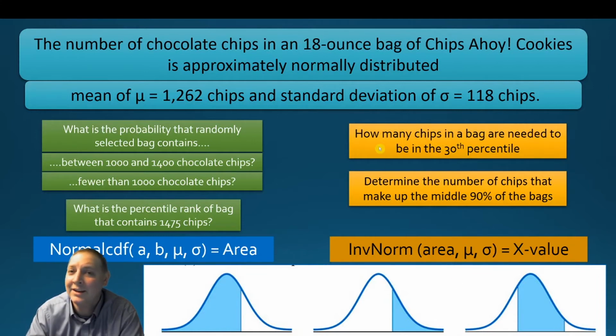Now, in the other case, here we have some in orange. These are giving us an area to work with, and we're trying to find the x value that demarks that area or that probability. So how many chips are in a bag needed to be in the 30th percentile? So some bags are going to have more chips than 30% of all the rest. So where is that x location? What is that number of chips? Determine the number of chips that make up the middle 90% of bags. So again, we have a percentage that we're given, and we're trying to find locations on the x value, which represents numbers of chips in this context.